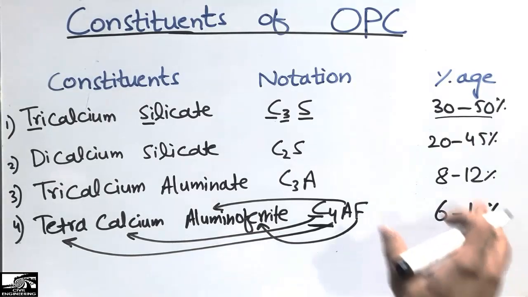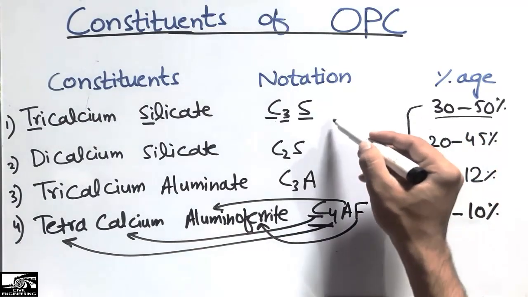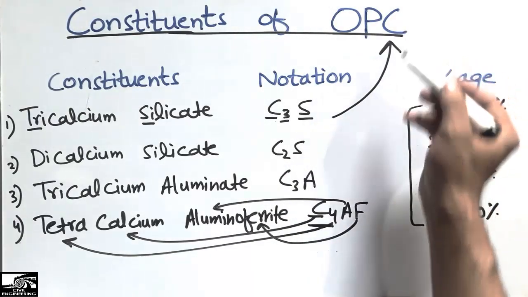So this was the general range of these constituents present in the manufacturing of the ordinary Portland cement.